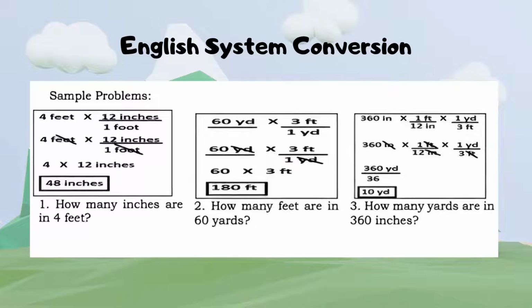Number 3. How many yards are in 360 inches? We're asked to find the number of yards in 360 inches. To do this, we need to make a few conversions. First, we recall that 1 foot is equal to 12 inches. So we divide 360 inches by 12 inches per foot to get 30 feet. Next, we know that 1 yard is equal to 3 feet. So we divide 30 feet by 3 feet per yard to get 10 yards. Therefore, there are 10 yards in 360 inches.